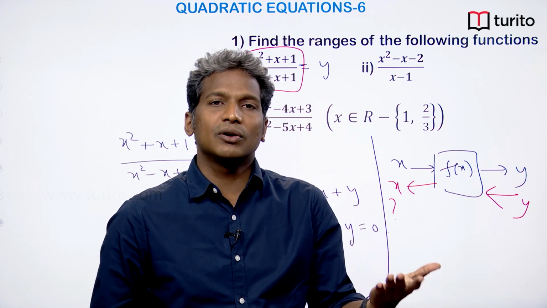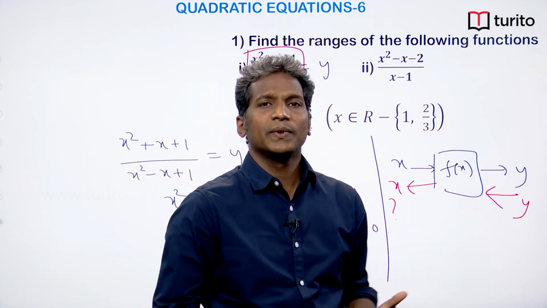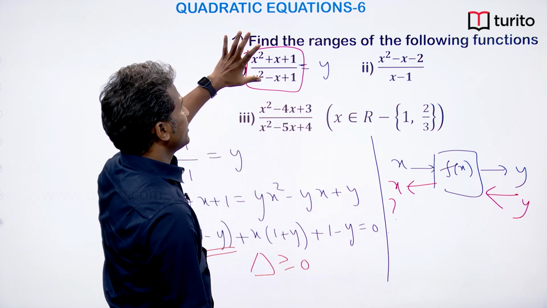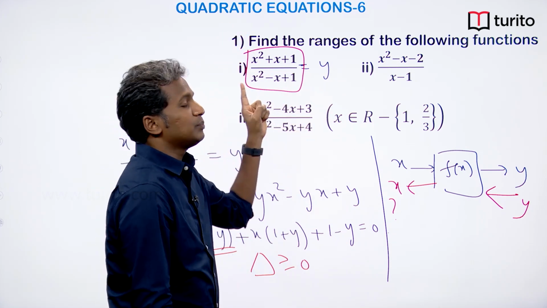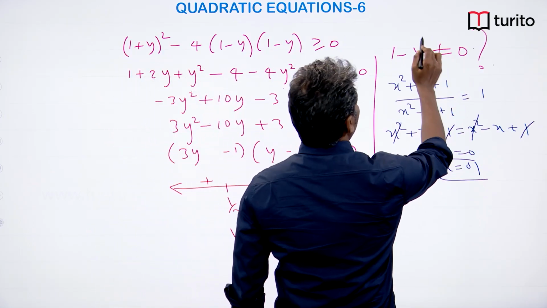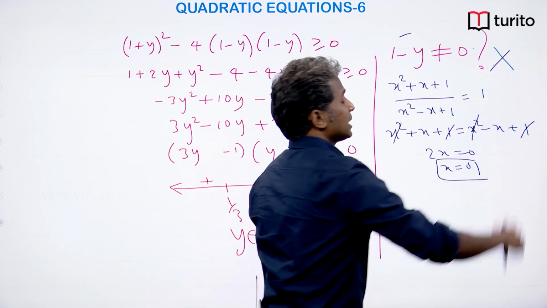Is there any situation of 1 by 0 or 0 power 0? We have to check for mathematical threats. So, here x equal to 0 is a perfectly valid input for this function. So, that means y equal to 1 is possible. So, we cannot put this condition.